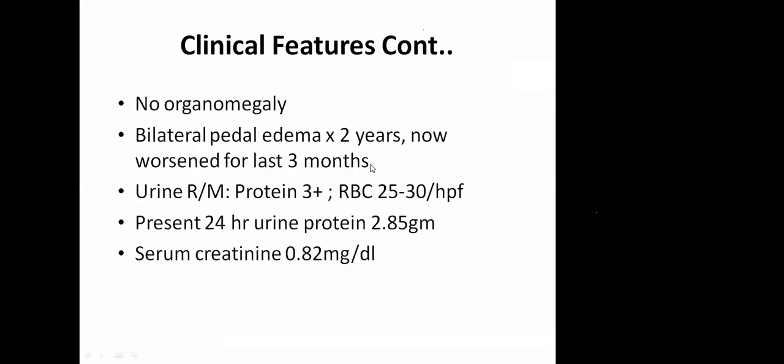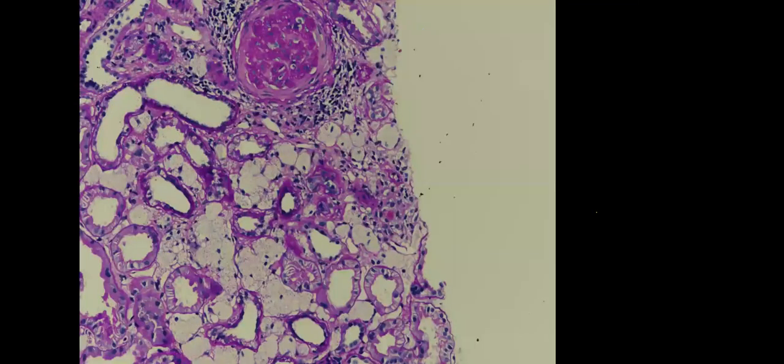Now this patient develops pedal edema, which has worsened in the last 3 months, and urine routine microscopy showed 3+ proteins and RBCs 25 to 30. The present 24-hour urine protein is 2.85. Serum creatinine was 0.82. So you find this is the interstitium, and you find a lot of foamy cells in the interstitium. These are called interstitial foam cells. Presence of interstitial foam cells is commonly seen in nephrotic states. So there is one globally sclerosed glomerulus.